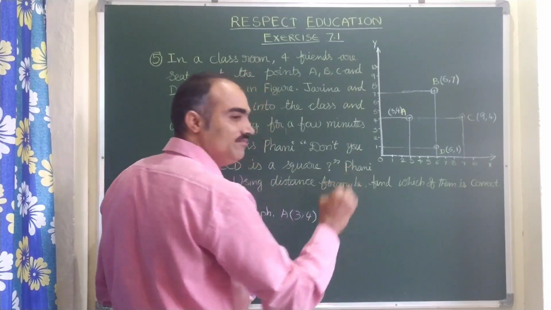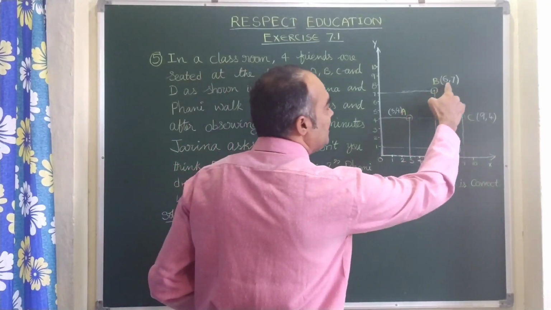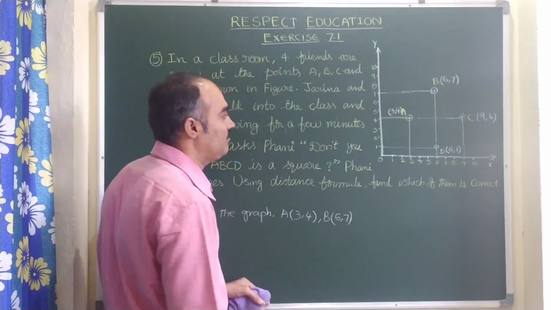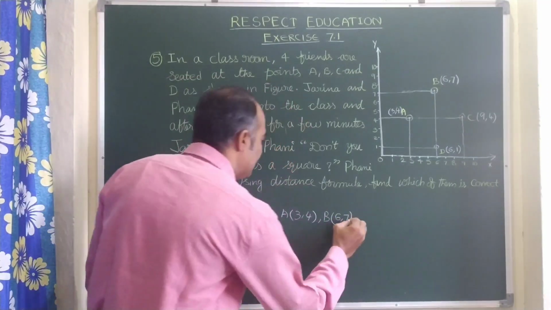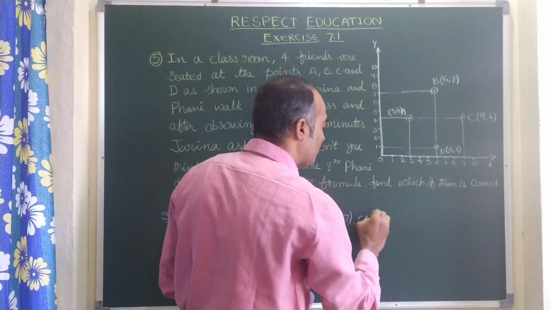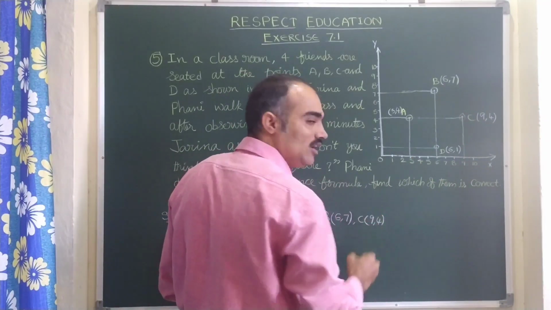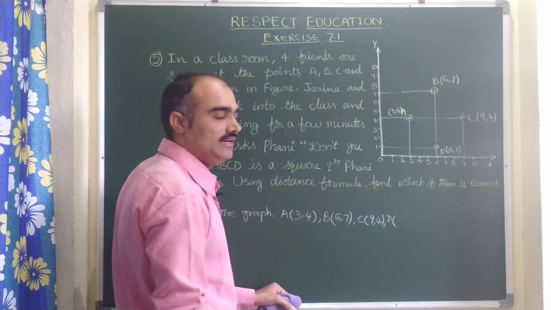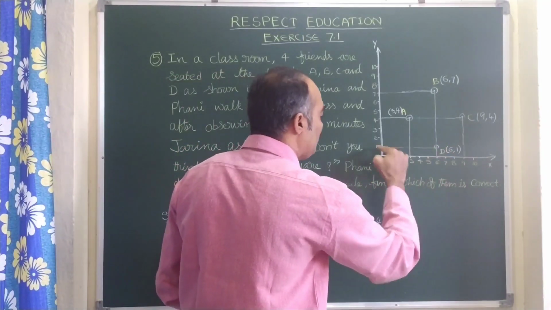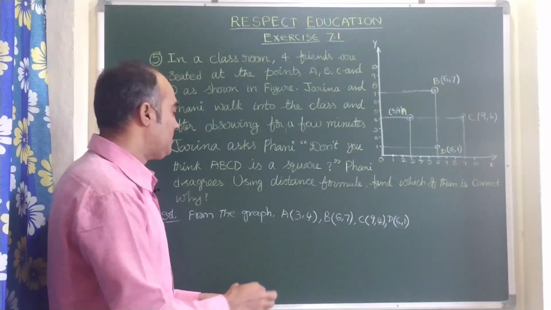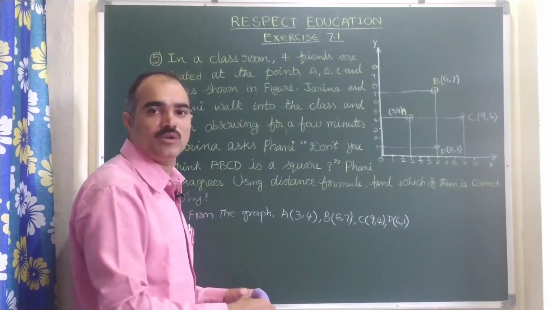Then we write B. Here B value is 6 comma 7. Then C, the value of C is 9 comma 4. And then D, the value of D is 6 comma 1. See, first we need to pick up these values from the graph.